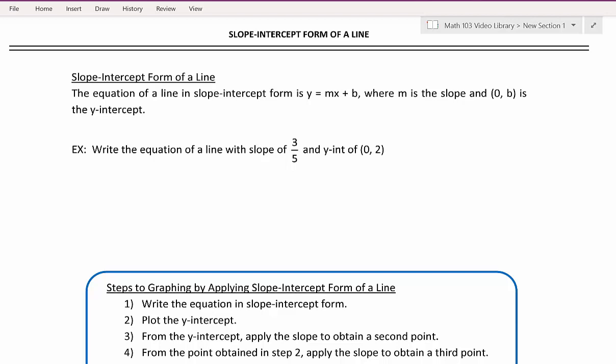Let's start by writing the equation of a line with a slope of 3/5 and a y-intercept of (0, 2). Well, we're given that the slope, which is m, is equal to 3/5, and they give us a y-intercept of (0, 2). This tells us that our b is positive 2, and now all we need to do is plug those two numbers into y equals mx plus b, and we'll have the equation of our line. We get y equals 3/5 times x plus 2. That's it.